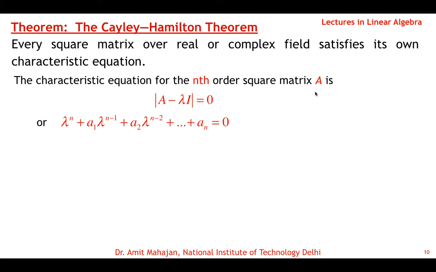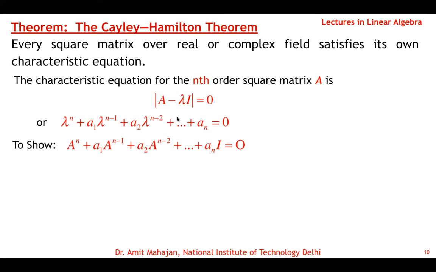So if the A matrix has this as the characteristic equation, then the A matrix also satisfies this equation. That means we have to show that the similar polynomial equation is satisfied by the matrix A. So A power n plus a1 A power n minus 1 plus a2 A power n minus 2 plus so on, plus an times identity must be equal to the 0 matrix. Here this is a scalar 0, here is a matrix 0, of size n.